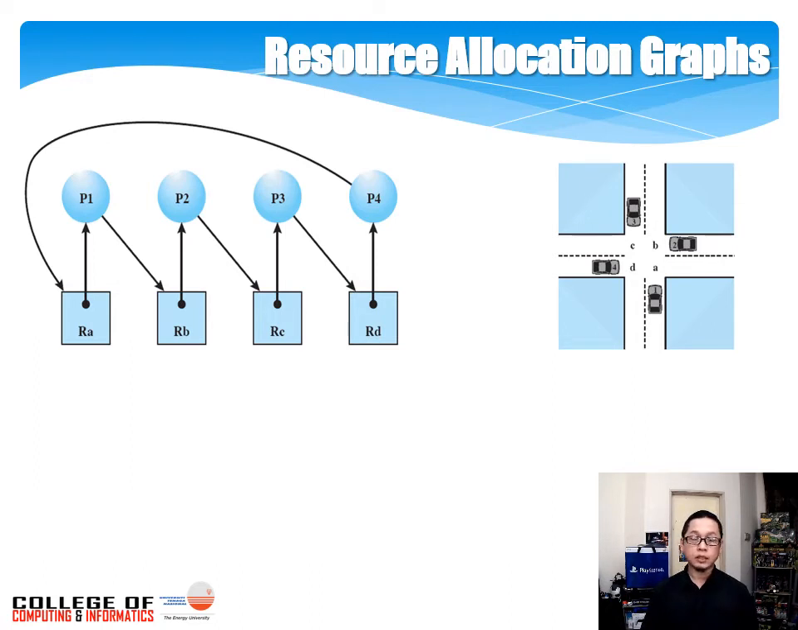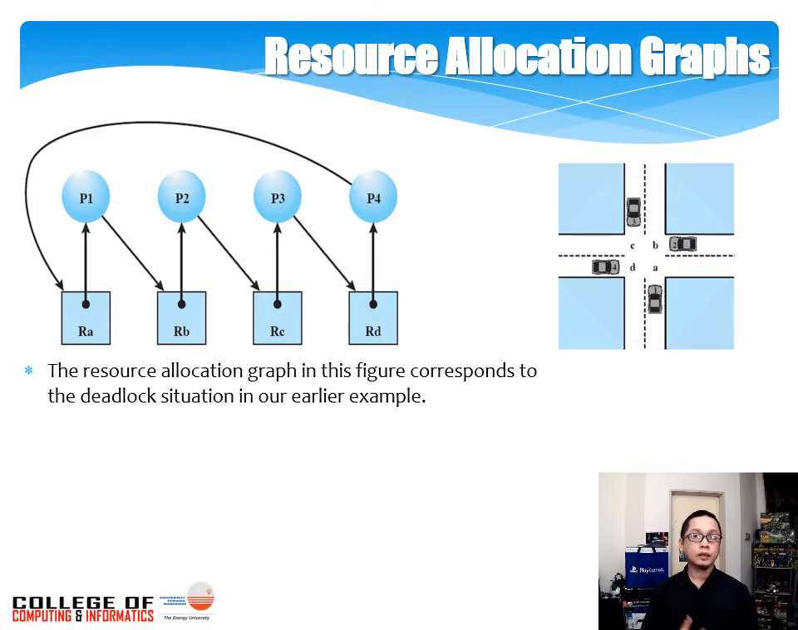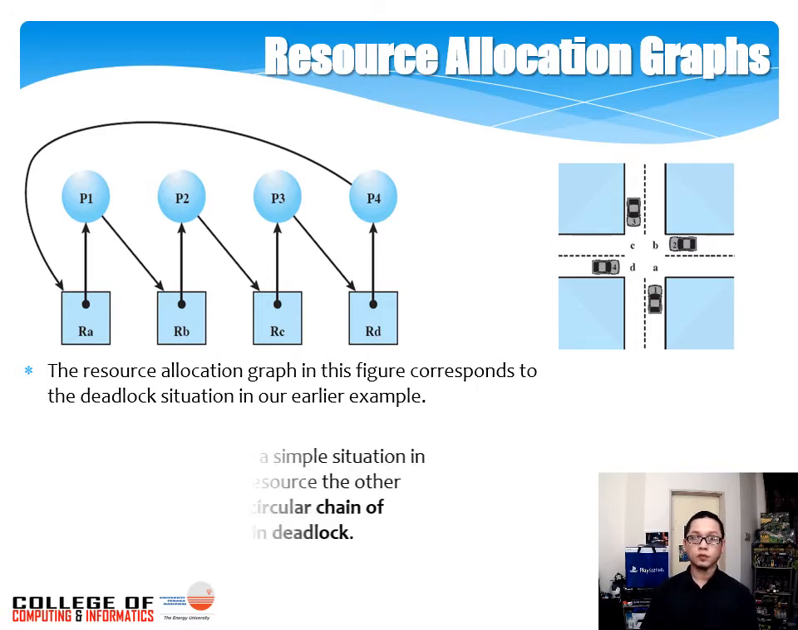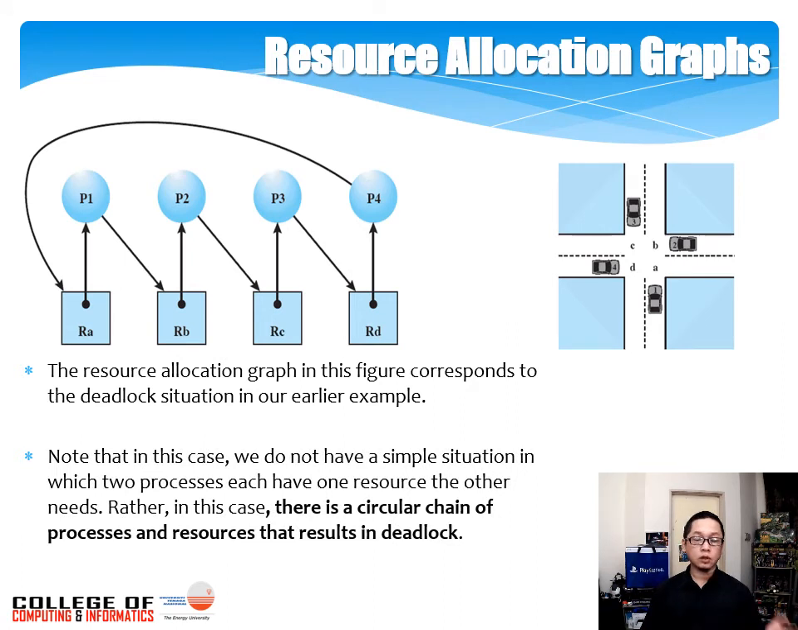Do you see more than one resource? No, right? You only see one resource for each of A, B, C, and D. So how do you read it? P1 is requesting the use of resource B, and resource B is being held by process 2. Process 2 is requesting the use of resource C, but resource C is being held by process 3. Process 3 is requesting the use of resource D, but resource D is being held by process 4, and process 4 is requesting the use of resource A.